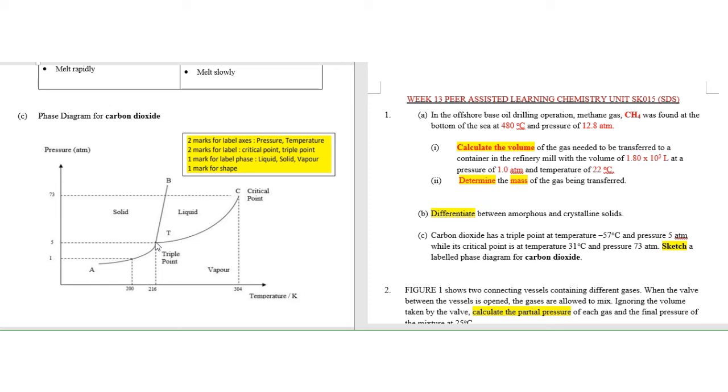And then this is carbon dioxide, right? Make sure the shape is positive slope, so the TB slope is positive. Then 1 atm, and the temperature is not given by the question. Actually, if possible, try to remember a bit the point for 1 atm. And then you have to draw the shape. Here is the solid phase, liquid phase, vapor phase. 1 mark for the label phase.